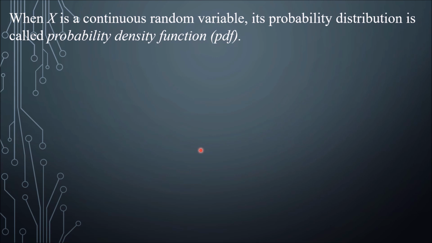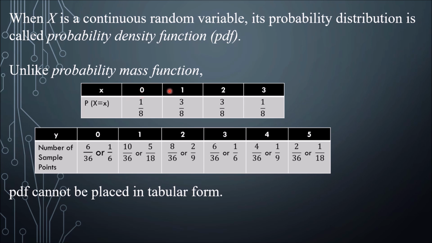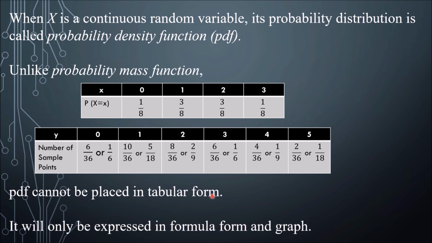Again, for discrete, it's PMF, or probability mass function. For continuous random variable, it's PDF, or probability density function. Unlike probability mass function, PDF cannot be placed in tabular form. As you can see here, this one is an example of probability mass function in tabular form. This one is also an example of probability mass function in tabular form. So the probability density function will only be expressed in formula form and graph, not in table.